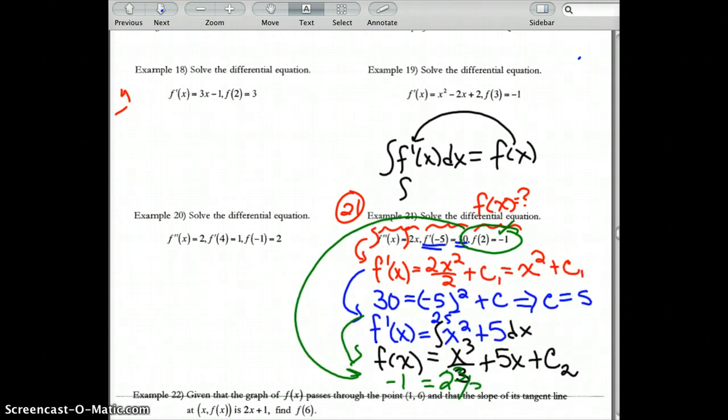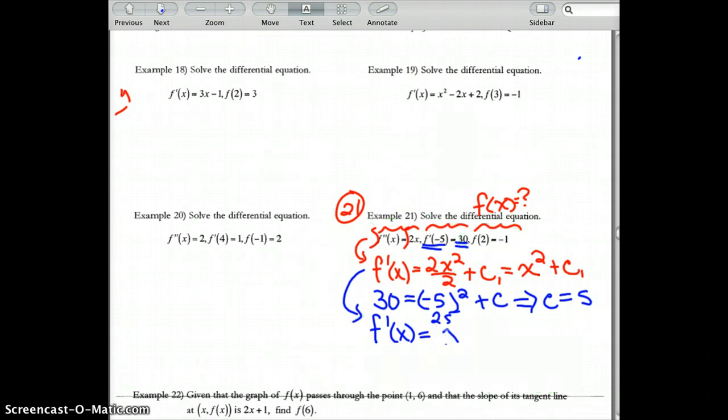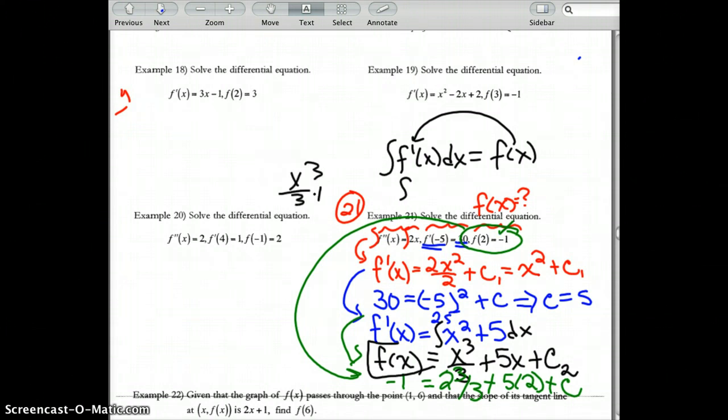So I'd say 2 cubed over 3 plus 5 times 2 plus c. And I would go solve that for c. And when I'm done, my specific solution would be x cubed over 3 plus 5x plus, and I'll tell you if you solve that for c, you actually get a negative 41/3. And that would be your original function. And that process is called solving a differential equation.